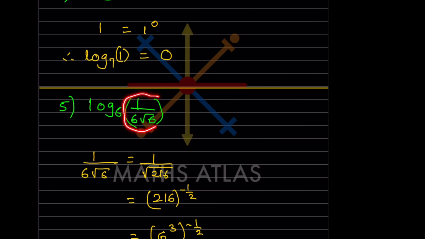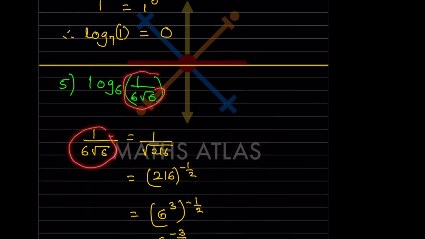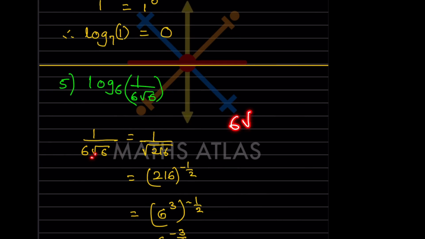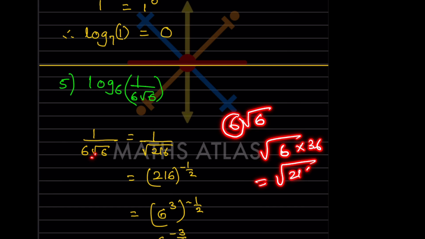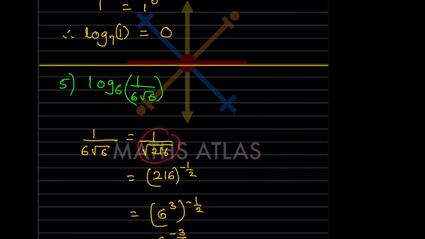Now log of 1 by 6 root 6 to the base 6. First, let us take this 1 by 6 root 6. When we write 6 root 6, root 6 is already there. When you take this in the root, that is 6 times 6 is 36, and 36 into 6 is 216. So this is 1 by root of 216. Now we are going to remove the root, and we can write 216 raised to 1 by 2.